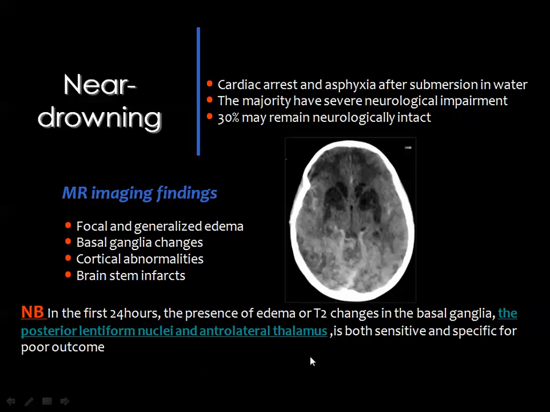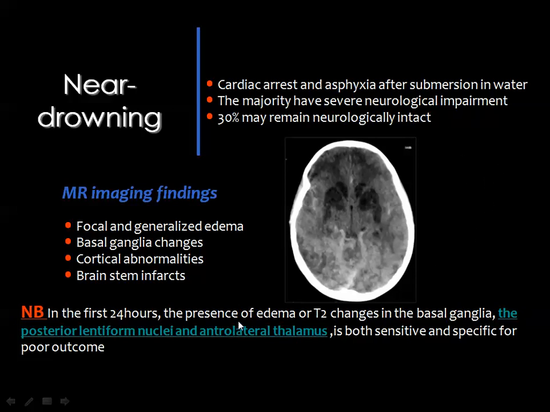And this is usually seen in what's known as near drowning, where there is transient cardiac arrest and asphyxia, which may occur after submersion in water. And most of these infants or children will have severe neurological impairment, and only 1/3 of them may remain neurologically intact.